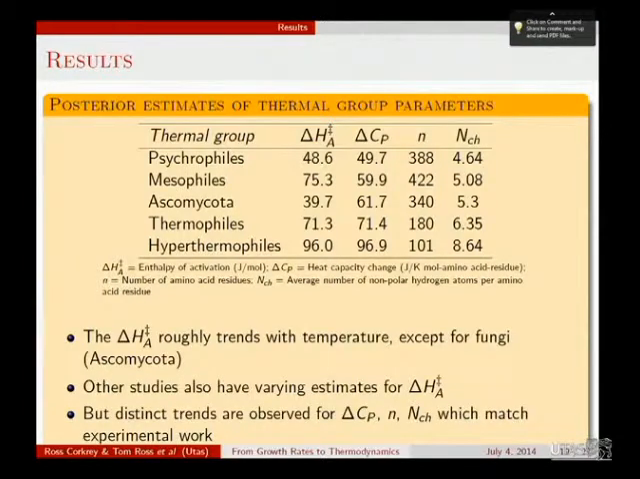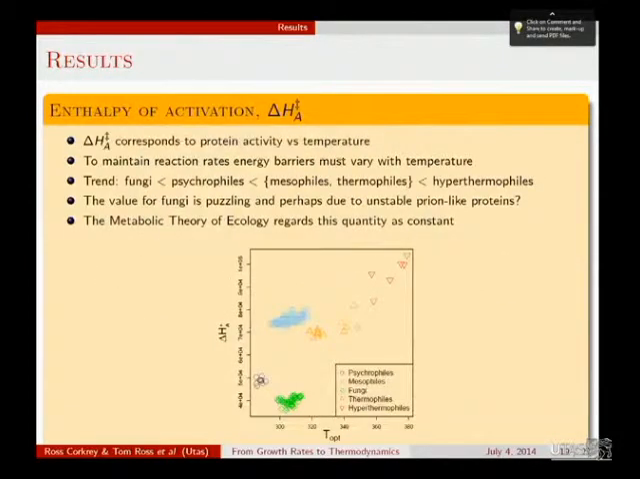They don't come up with one value. It's all over the place, except for the metabolic theory of ecology, which assumes that it's a constant, which is not true. If you look at that particular parameter and you graph it out against T-opt, here's your hyperthermophiles, thermophiles, psychrophiles. You can imagine a trend there, all from fungi, which are very low. What's odd is the mesophiles and the thermophiles are constant or similar. Whether this persists when we have an even larger data set would be interesting to see. The value for the fungi are curious. Maybe that's a speculation, maybe that's something to do with prion-like proteins. But what's certainly not the case is, like the metabolic theory of ecology usually indicates, it's not a constant.